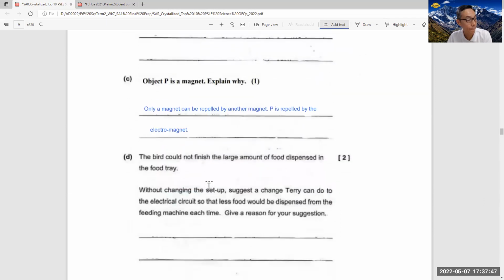Okay, next part. They ask you to give a reason. They say the bird could not finish a large amount of food dispensed. Without changing the setup, suggest a change that Terry can do to the electrical circuit so that less food will be dispensed from the feeding machine. Give a reason for the suggestion. So you must suggest and then give the reason.